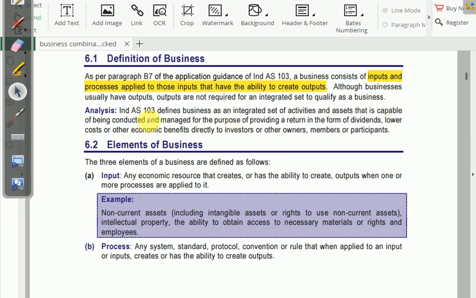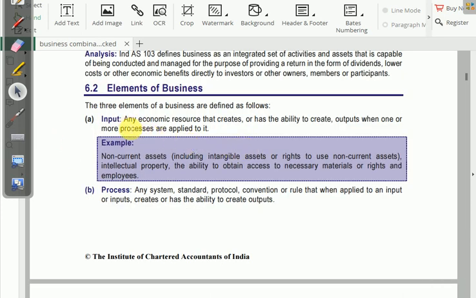Analysis. Ind AS 103 defines business as an integrated set of activities and assets that is capable of being conducted and managed for the purpose of providing a return in the form of dividends, lower costs, or other economic benefits directly to investors or other owners, members, or participants. Now the elements of business. First is inputs: any economic resource that creates or has the ability to create outputs when one or more processes are applied to it. Input definition is very clear.